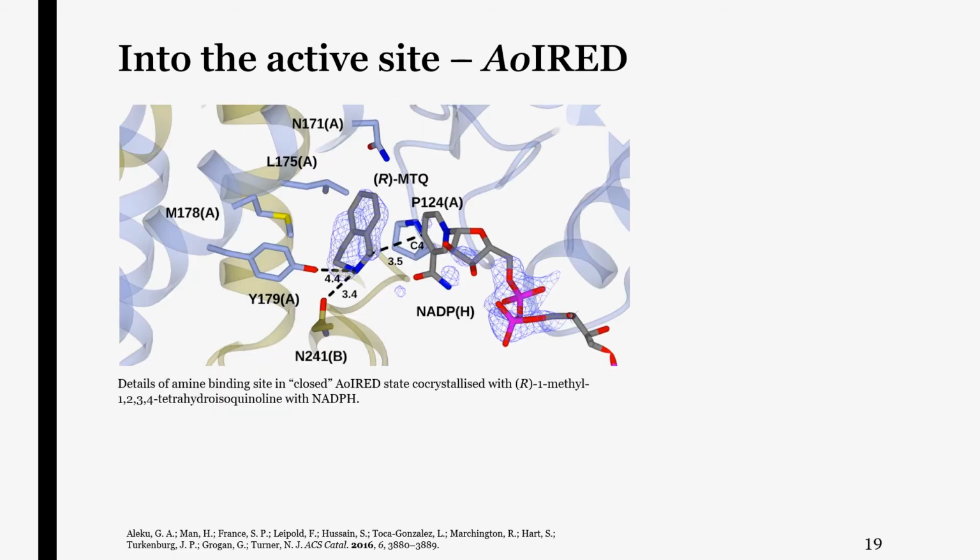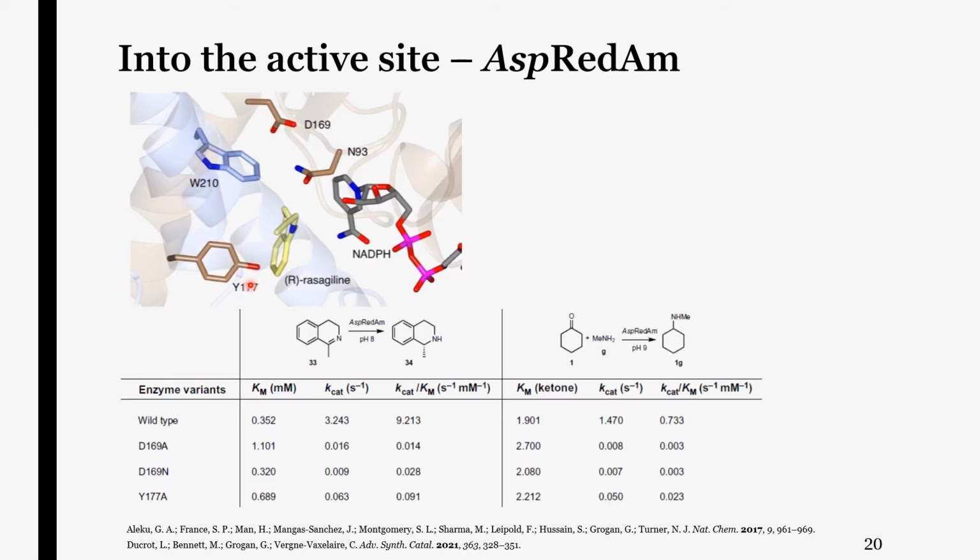Then they also co-crystallized this imine reductase with a racemic mixture, and they found out that the R-selective substrate is preferred, and probably also the tyrosine residue and the asparagine here, which are stabilizing the substrate, have a potential role in the active site. Another paper by Aleku later on was published where they crystallized the R-selective rasagiline, which is a pharmaceutical agent, with a reductive aminase, which is a subclass of the imine reductase.